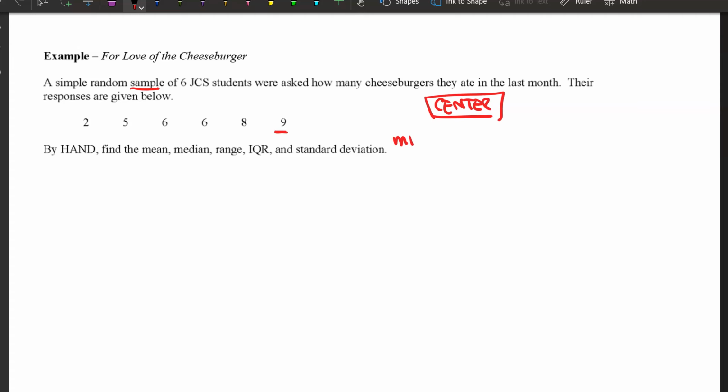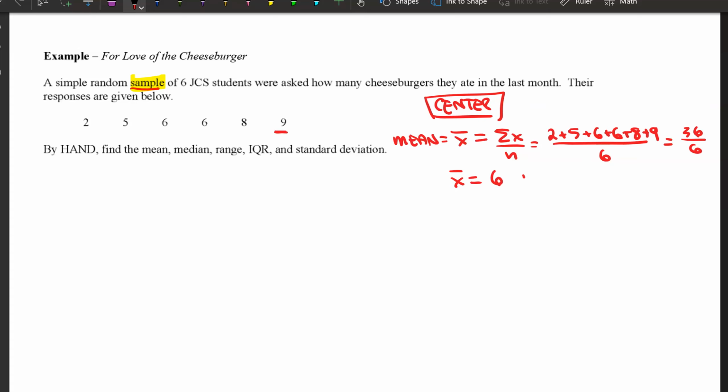We have the mean. In this case, it would be x bar because we have a sample. So x bar is equal to, we're going to add up our x's and divide by our sample size. That's 2 plus 5 plus 6 plus 6 plus 8 plus 9 all over 6. 12, 20, 31, 36. So our mean is 6 cheeseburgers.